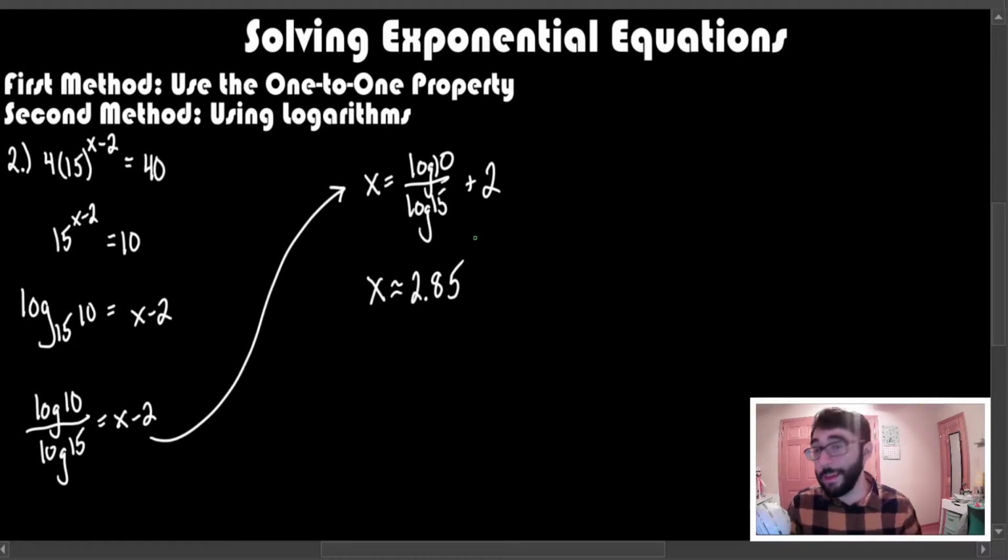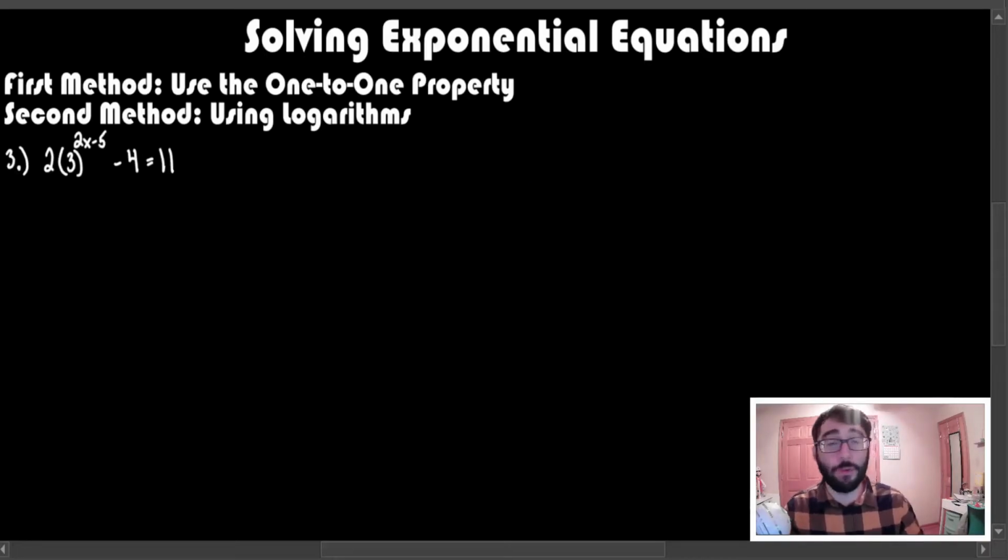This one's going to be a little bit trickier, just a little bit more work, but I promise it's still not that bad. Okay, so we have 2 times 3 to the 2x minus 5 power, minus 4, is equal to 11. Now our first step, remember, is to always isolate the exponential expression, which is the base and the exponent. The base is 3, the exponent is 2x minus 5. So we have to isolate that.